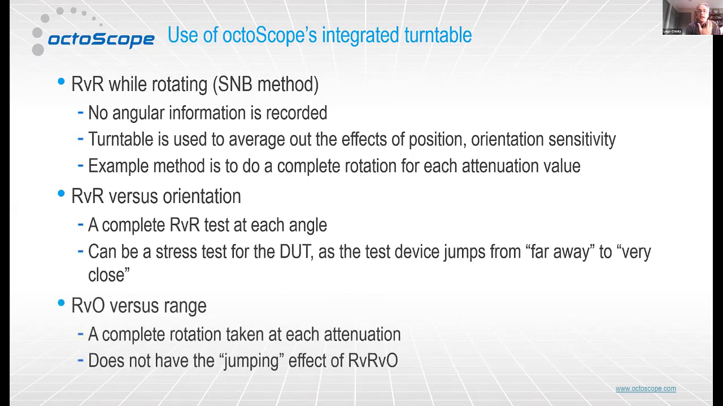And then there's another variant of that test that we call rate versus orientation versus range, or RvOvR in our nomenclature. And in that case, we do a complete rotation at every attenuation point. And this one doesn't have the jumping effect. And I will show you what I mean by that.